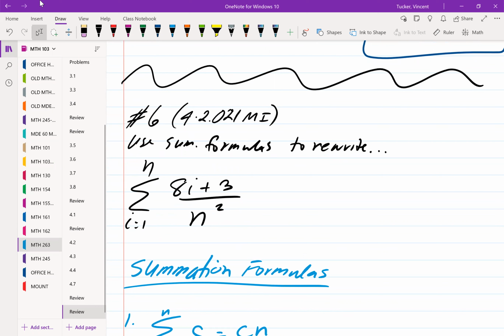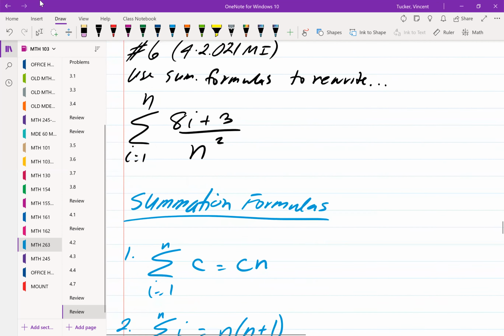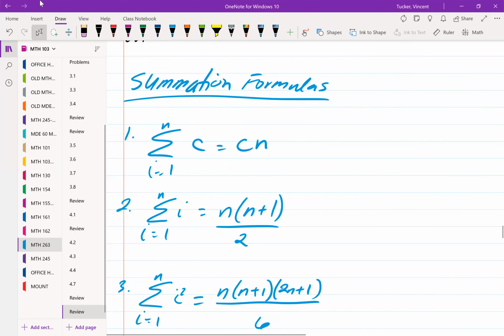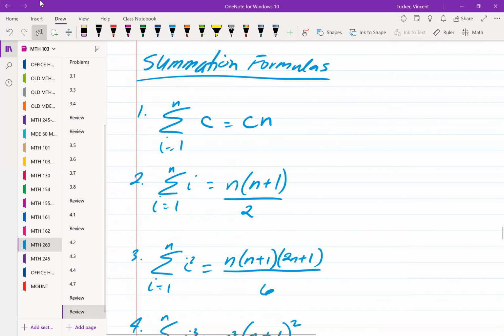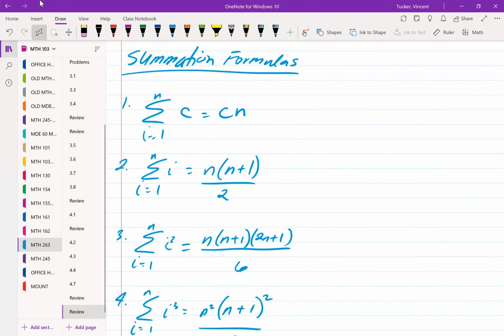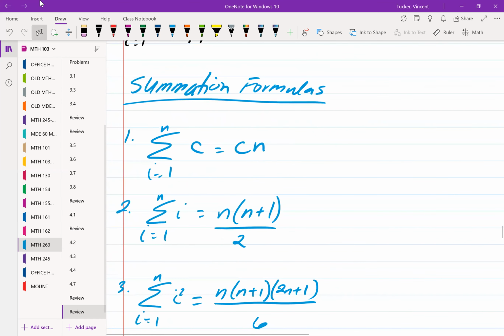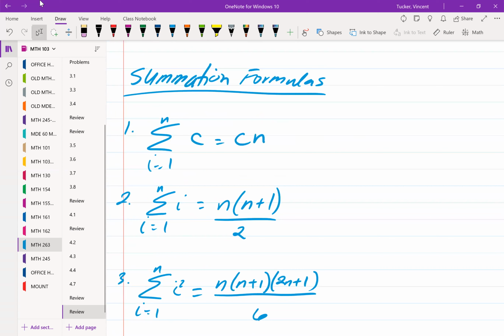So it says use the summation formulas to rewrite. And so my numbers may be a little bit different than yours, but the formula I pulled is very similar to what you have. We have a summation of 8i plus 3 over n squared, going from 1 to n. The summation formulas were in that section 4.2. And here they go. If you just have a constant and you're going from 1 to n, that's going to be that constant times n.